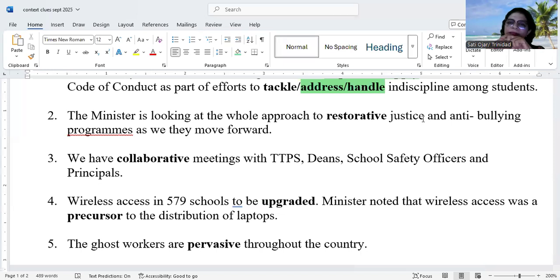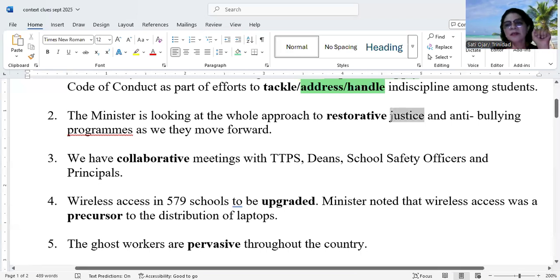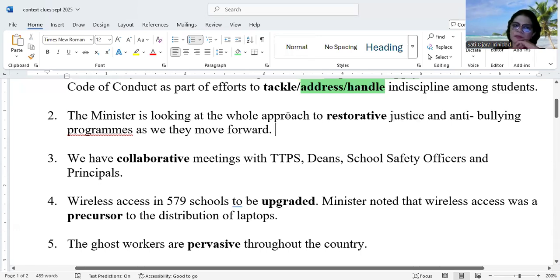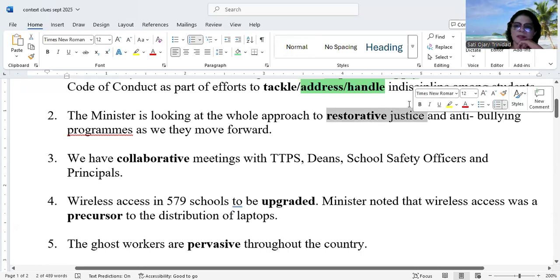Anybody knows what justice is? If somebody commits a crime, what happens to them? They go to court and they try to fight for... Where would you put a criminal, first of all? In jail. Right, and that's part of our justice system, right? But if you have young people, do you think young people who commit crimes or make mistakes should go to jail? No. So the minister is looking at a different approach, a whole approach to restorative justice, right?